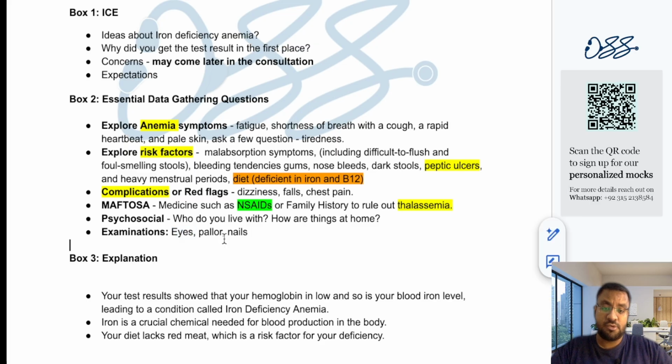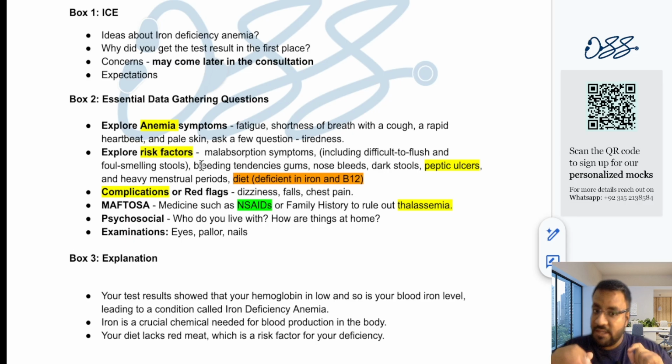Okay, then you got to check the skin for any pallor, and then you got to check the nails for any changes like koilonychia that may be there in iron deficiency anemia. Okay, so you see the six aspects of the data gathering. If you pick up any disease and you just apply those six aspects of box number two, there wouldn't be any aspect of the disease. There wouldn't be any question that would be left.